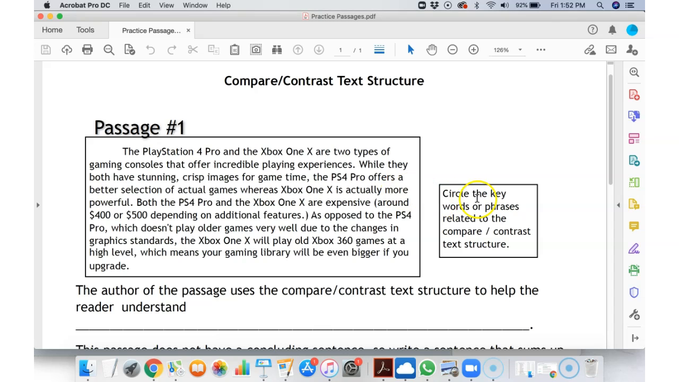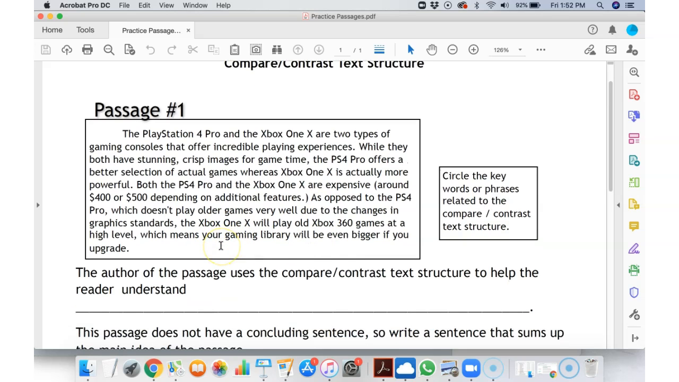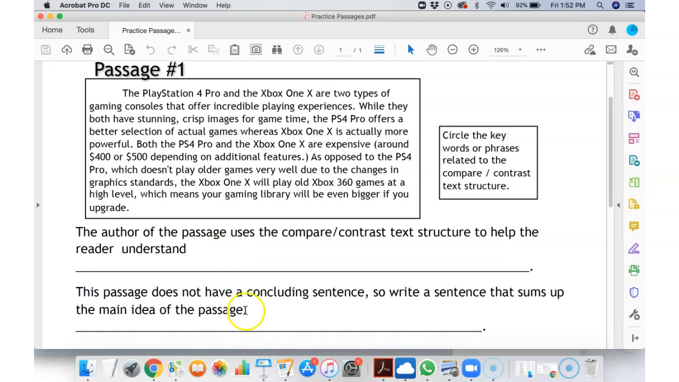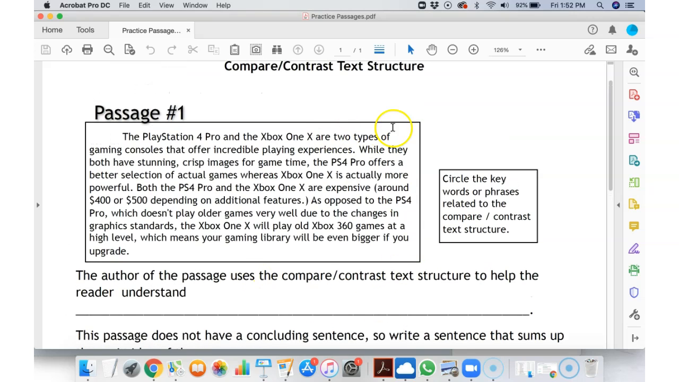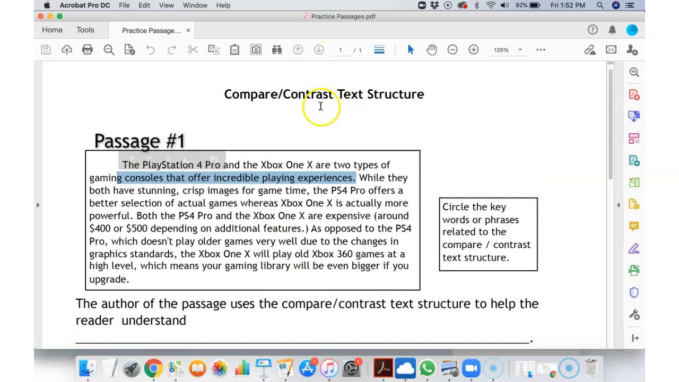If you're here with me on the video, I don't know that you can actually circle the keywords or phrases, but you can definitely think about them. We can point them out together, and then on your handout, you're going to fill out these 2 lines right here. But let's read this together for right now. Passage number 1. The PlayStation 4 Pro and the Xbox One X are 2 types of gaming consoles that offer incredible playing experiences. So right there, we know it's compare contrast, right? Besides the fact that I told you it was, you can tell because the author does a good job of talking about both of them right from the get-go.